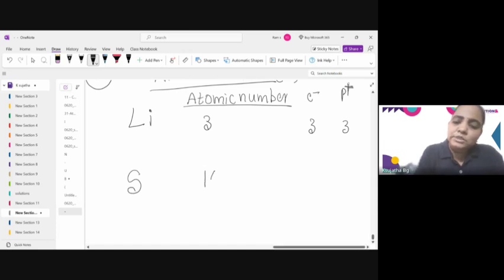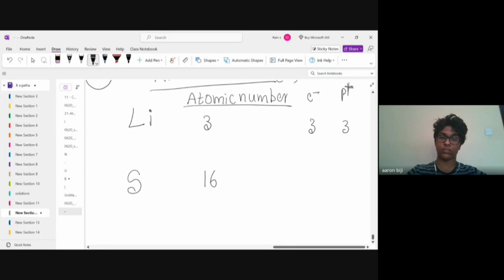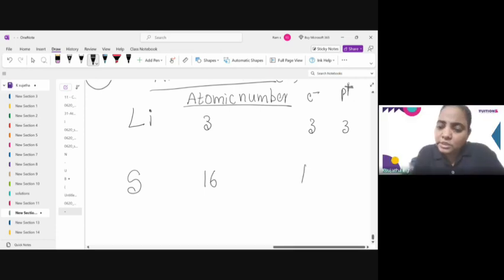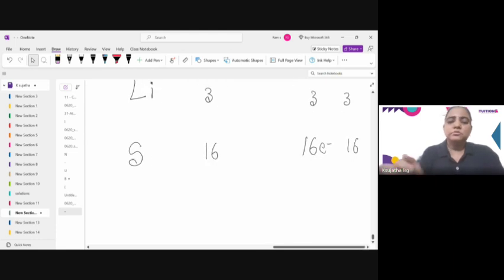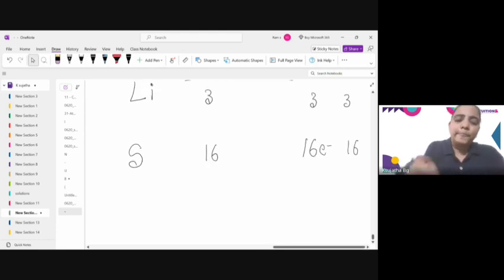Its atomic number is 16. So tell me how many electrons are there, how many protons are there? 16 electrons and 16 protons. Correct. Good.